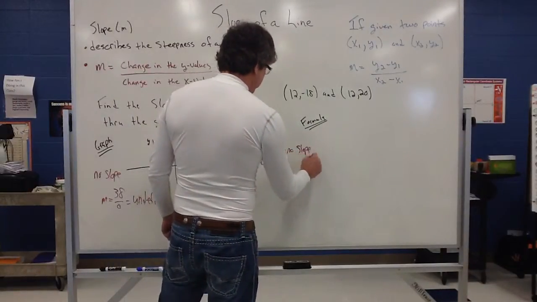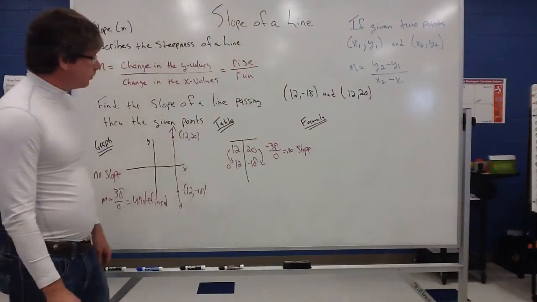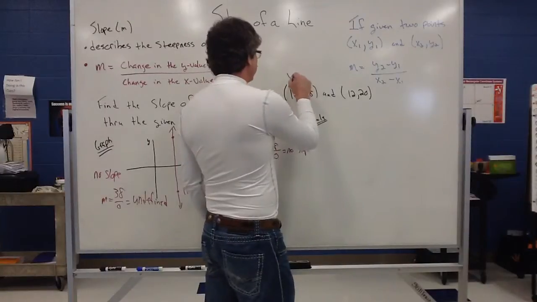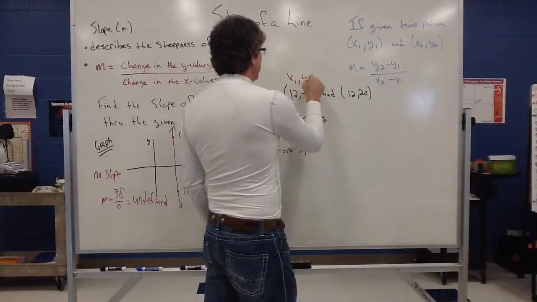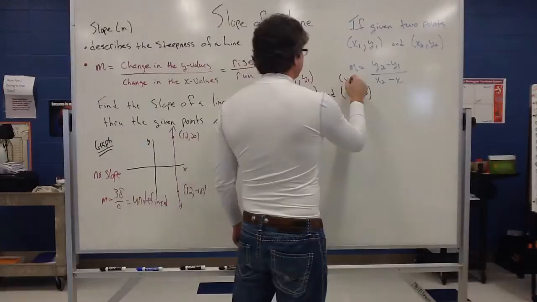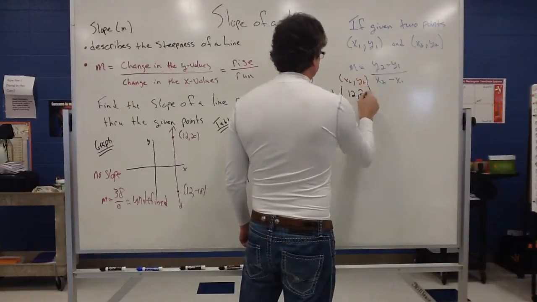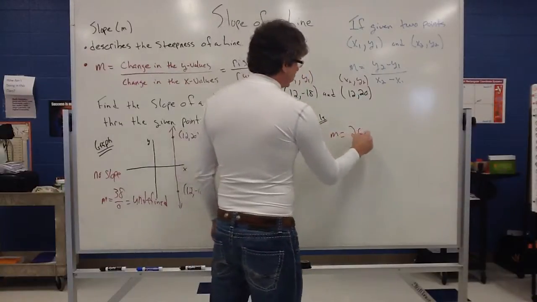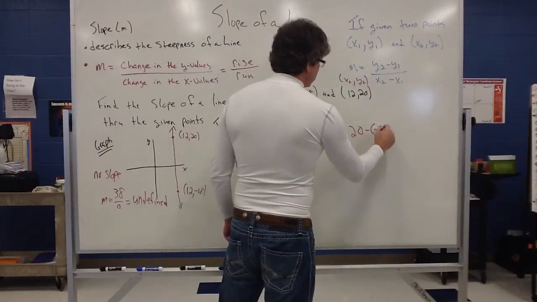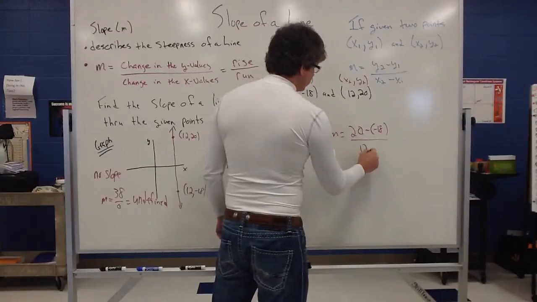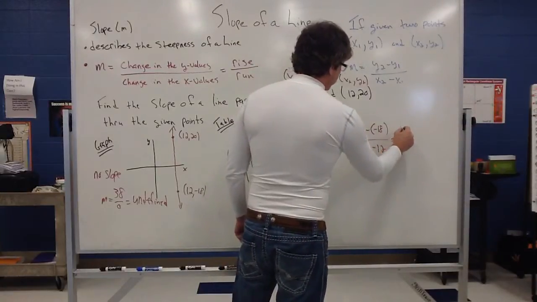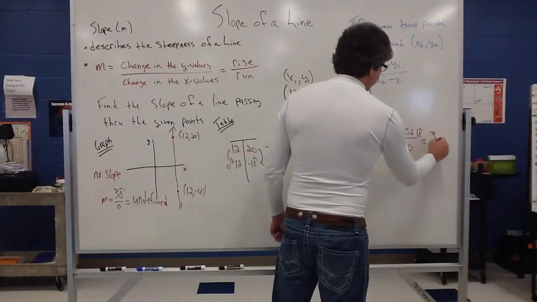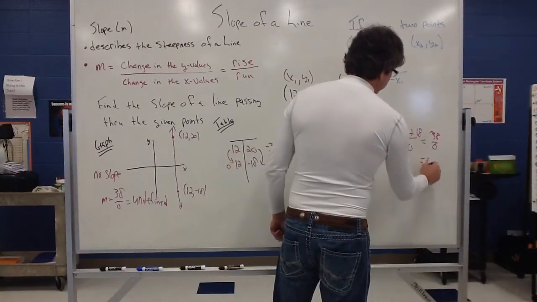So no slope would be the result there from my table. If I'm using my formula, so if I call this my x1, and this is my y1, and this is my x2, and this is my y2. So you're going to have y2 minus y1, 20 take away a negative 18, and 12 minus 12. And I get 20 plus 18 over 0, and that's going to give me 38 over 0, which still tells me no slope.